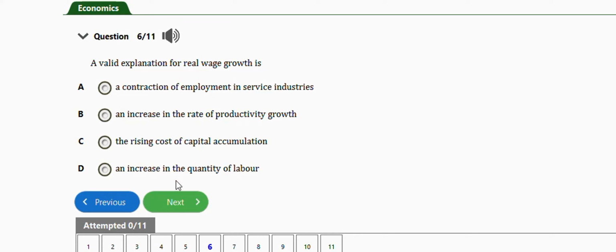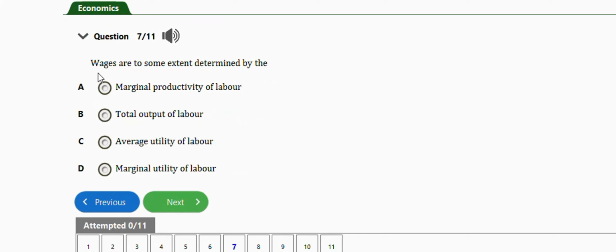The next question will be this one. It says wages are to some extent determined by we have marginal productivity of labor, total output of labor, average utility of labor, marginal utility of labor. The right answer is option A, marginal productivity of labor. Okay, very important.